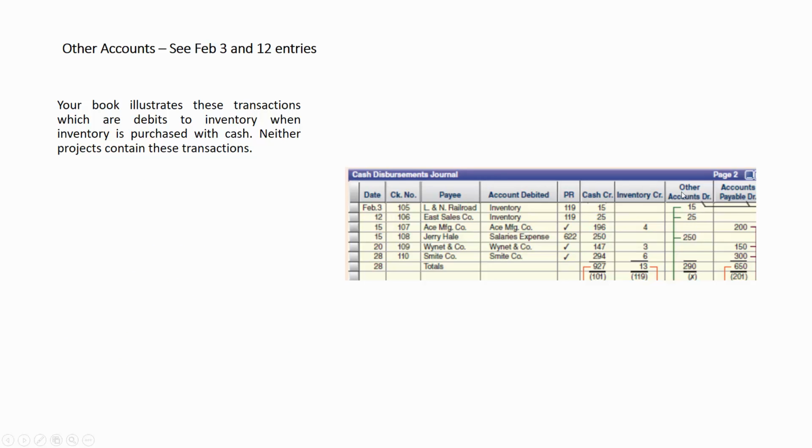Now, what about these crazy things here for accounts receivable debits? These are other accounts debits. These are debits to inventory. Other accounts, see February 3rd and February 12th transactions. Your book illustrates these transactions, which are debits to inventory when inventory is purchased with cash, but neither project contains these transactions, so I'm not going to belabor this long video with any more talking.